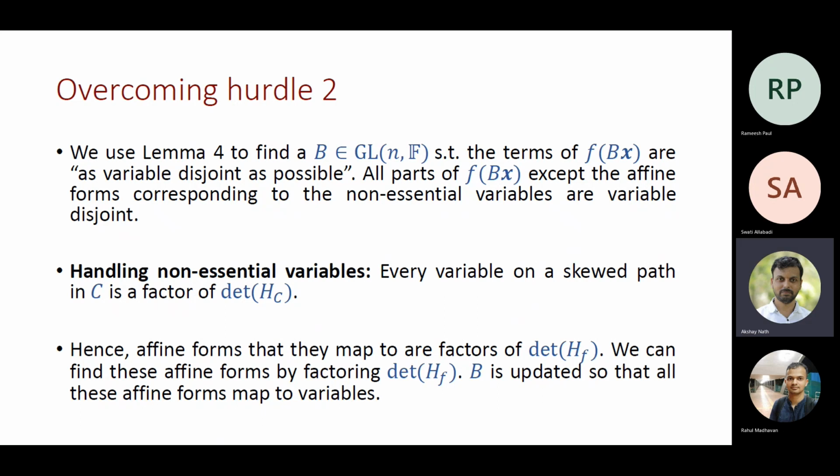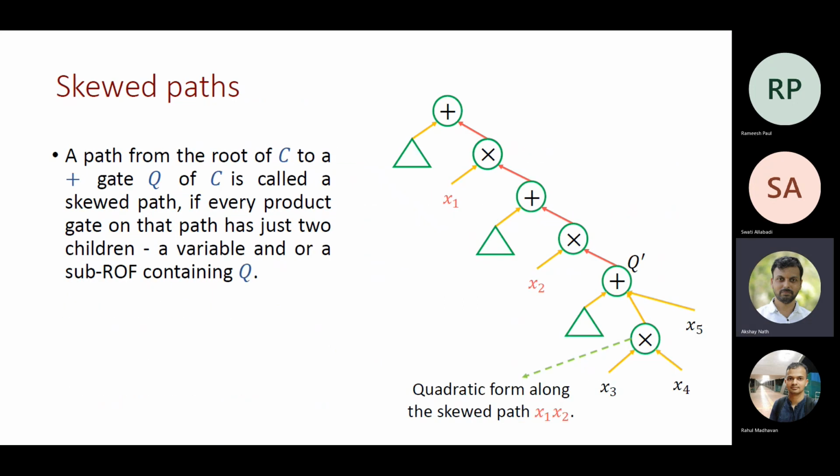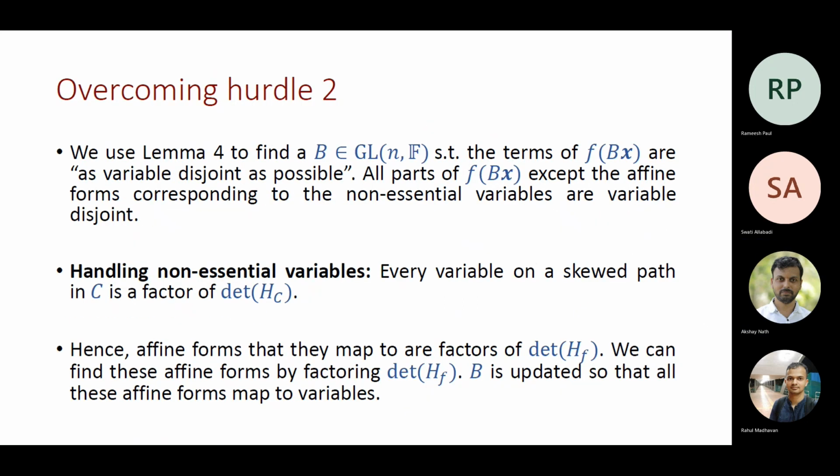And what we do for this is the following. We first show that every variable on a skewed path, so for example, every variable like x1 and x2, is a factor of the Hessian determinant of C. Therefore, the affine forms that these variables map to under the action of Ax plus B are factors of the Hessian determinant of F. And we can just find these affine forms by factorizing the Hessian determinant. Once we have found these, we update the matrix B to map these affine forms to variables.